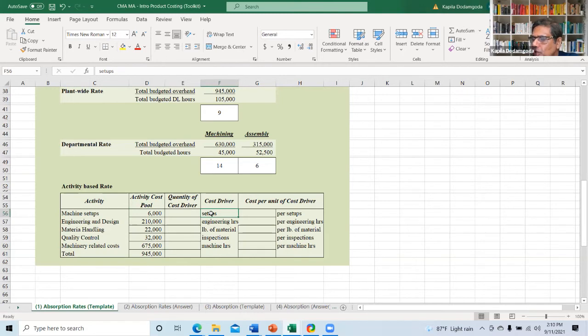How many setups do we do? 120. We are doing 20 setups of valve A and 100 setups of valve B. So altogether, we do 120 setups for valve A and B.